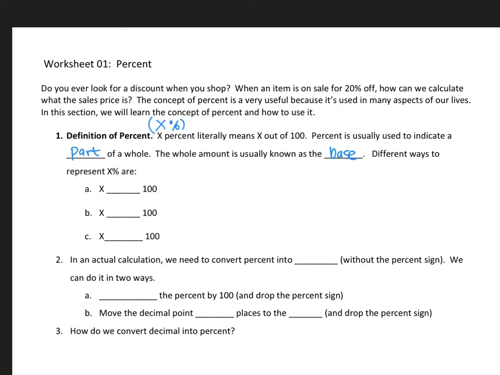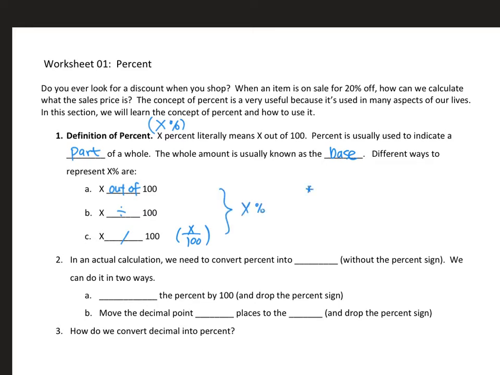Different ways to represent X percent are as follows. We can think of X percent as X out of 100. In terms of calculation, it is X divided by 100, or X over 100, as a fraction. Mathematically, the fraction X over 100 and the division X divided by 100 are the same thing. And in words, it translates to X out of 100. This is all representing X percent.